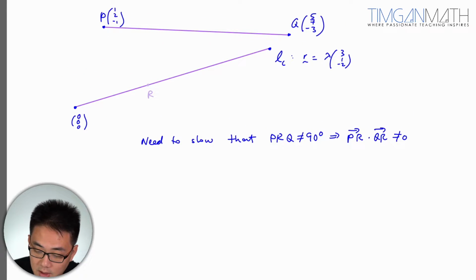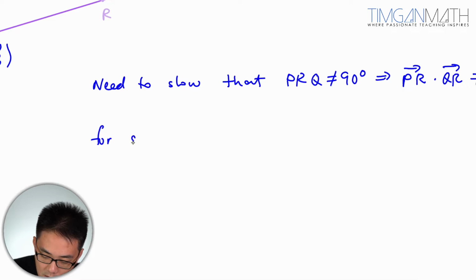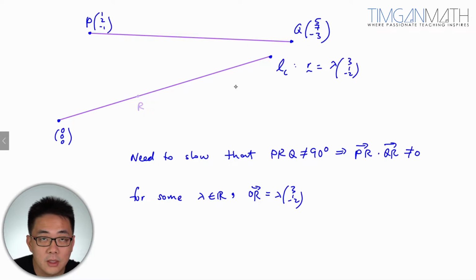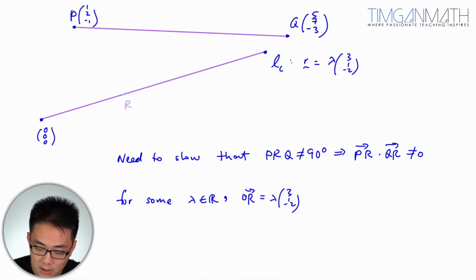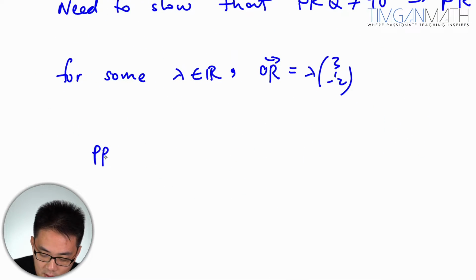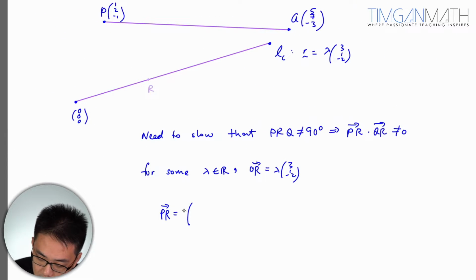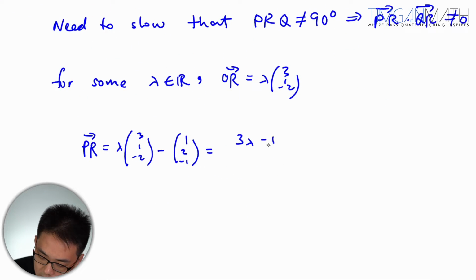Okay, so let's just see. For some lambda equal to a real value, I do not know the coordinates of OR. So I'm just going to use OR as the line equation lambda (3, 1, -2), because R is on line LC, meaning it satisfies the line equation. Now I've got PR, so I'm going to find PR first. PR will just be lambda (3, 1, -2) minus (1, 2, -1), which is actually (3 lambda minus 1, lambda minus 2, minus 2 lambda plus 1).